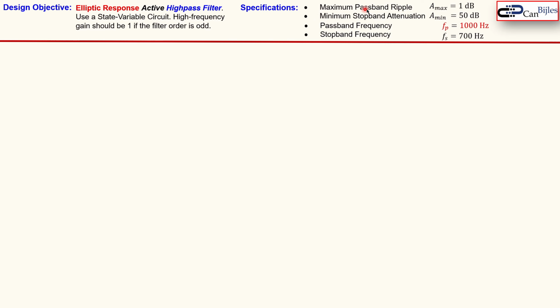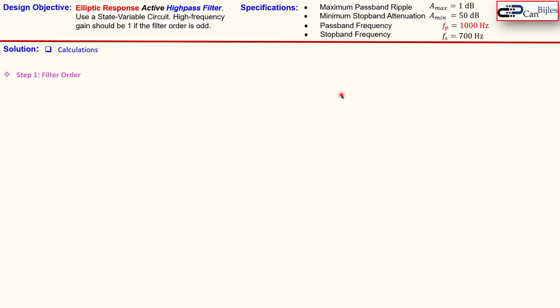We like to have the maximum passband ripple of 1 dB, which is A max, and the minimum stopband attenuation A min must be 50 dB. The passband frequency is here 1000 Hz, and the stopband frequency is 700 Hz. So at this frequency of 700 Hz, we like to have an attenuation at least of 50 dB. And at the passband frequency of 1 kHz, we need to have a gain reduction compared to the high frequency gain of 1 dB. So we will see how we can design this circuit so that we meet these specifications.